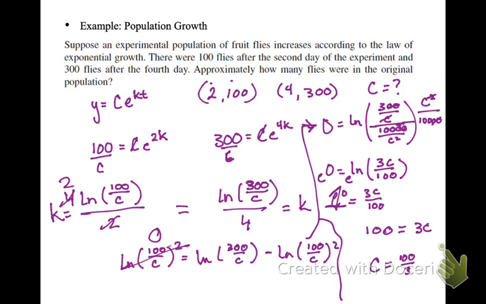So we have C now. That's the original. So how many is that? We had approximately 33 flies, because we can't have 0.333 of a fly, can we? No, we can't.